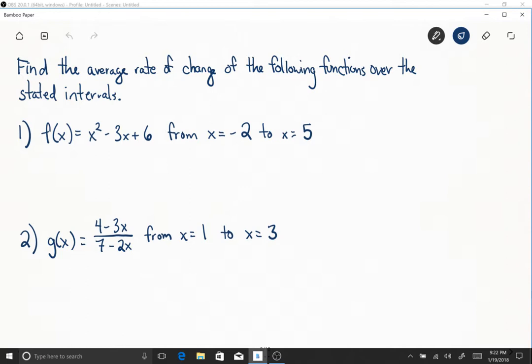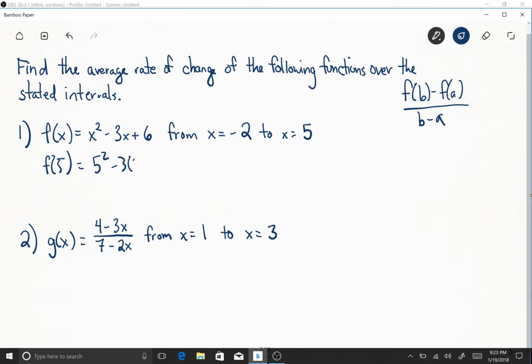So keeping that in mind, remember our formula, we just take f of b minus f of a all over b minus a. That's it, as long as you're consistent with your points. So in this case we'll need f of 5. So f of 5 is 5 squared minus 3 times 5 plus 6. So that's 25 minus 15 is 10 plus 6 is 16. And then we need f of negative 2.